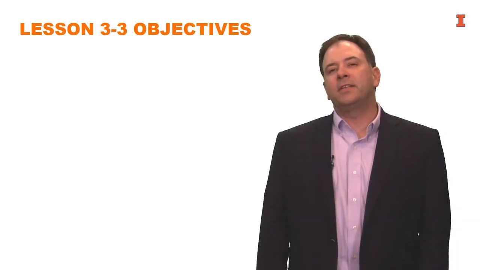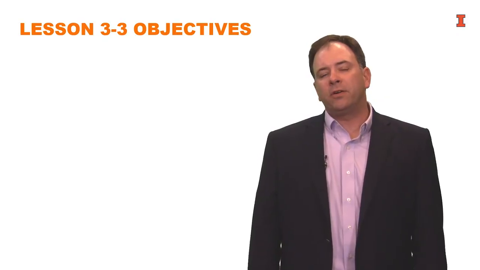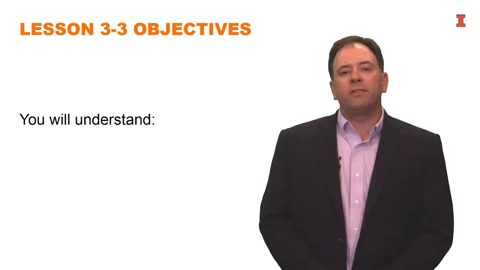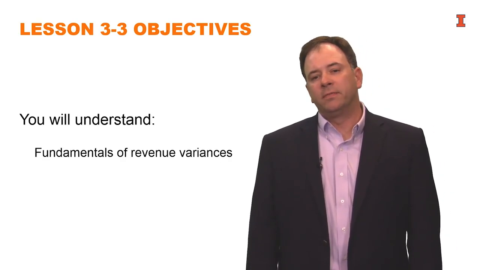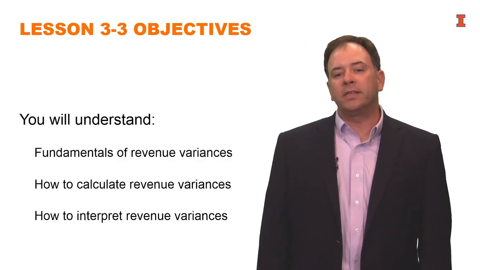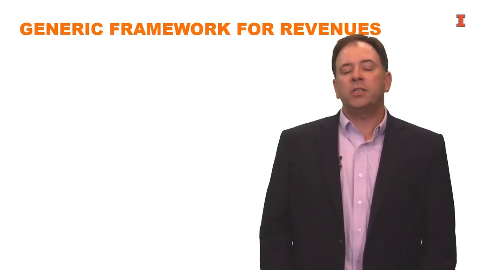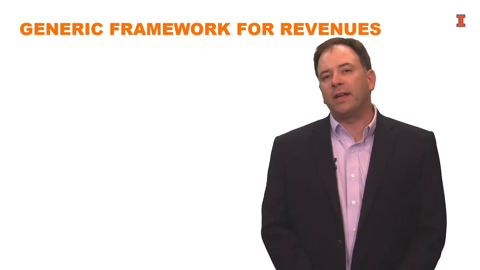Now we turn to Lesson 3-3. In Lesson 3-3, we turn our attention to revenue variances. Specifically, our objectives are to understand fundamentals of revenue variances, how to calculate revenue variances, and how to interpret those revenue variances. Just like with cost variances, we're going to develop a generic framework for calculating revenue variances.